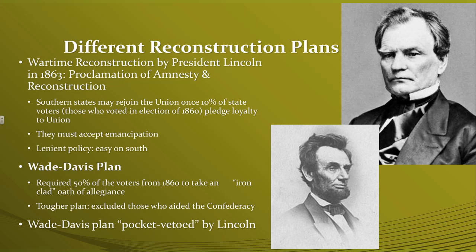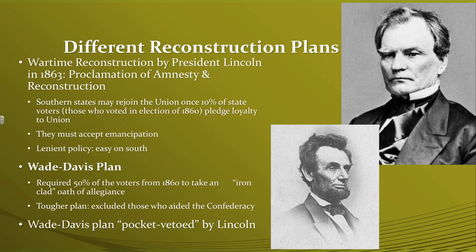Obviously, Lincoln doesn't make it to see Reconstruction. His plan was going to be a lenient plan, where he's only going to ask 10% of voters in southern states to pledge loyalty to the Union. They must accept the 13th Amendment of Emancipation, and that was it.